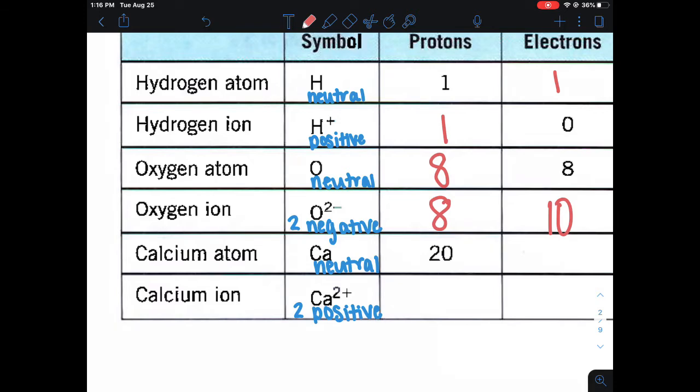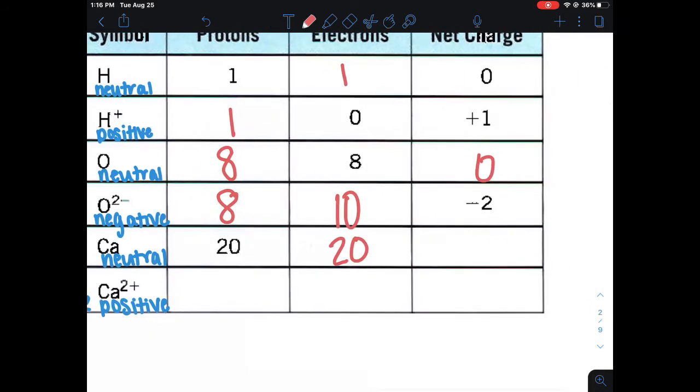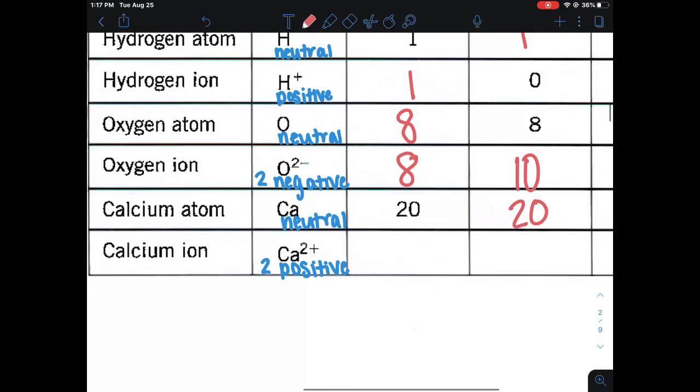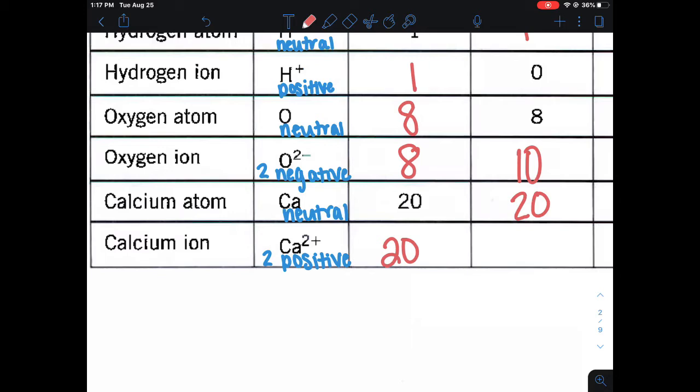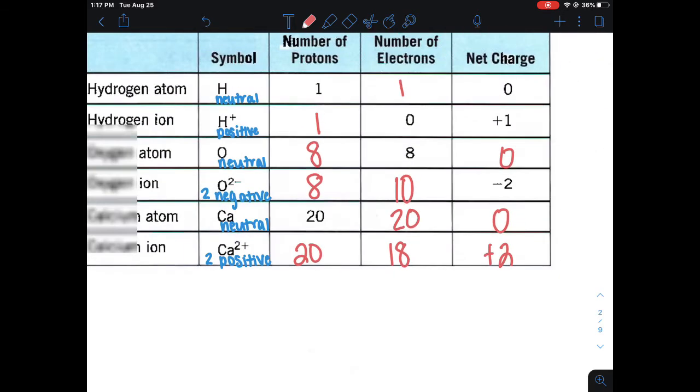For calcium atom, I have 20 protons, meaning that I will have 20 electrons because it's neutral, and the net charge will be 0. And then for calcium ion, remember, atoms and ions have the same number of protons, so automatically know that there's 20 protons in that ion. And then there's a positive 2 charge, meaning that there's 2 more protons than electrons. So I'll have 18 electrons, and my net charge will be positive 2. Because remember, all of the electrons are negative, so they're all being subtracted.